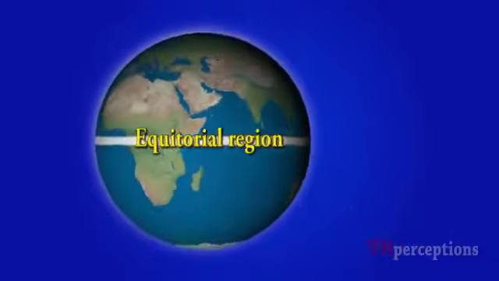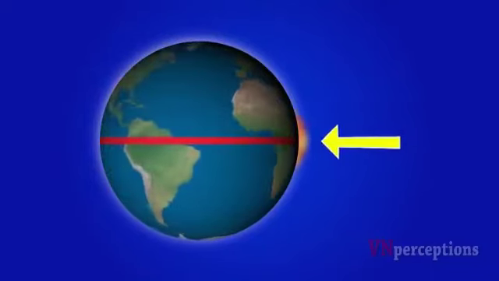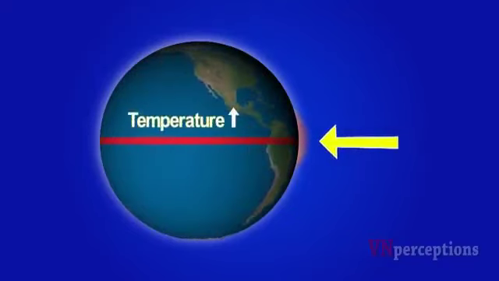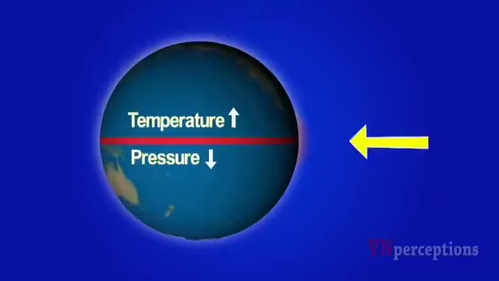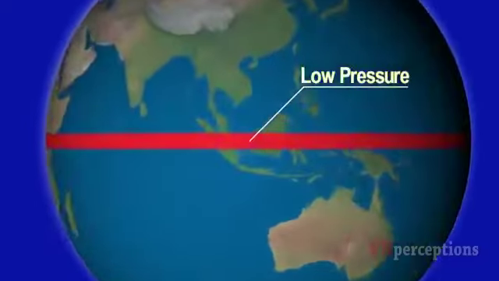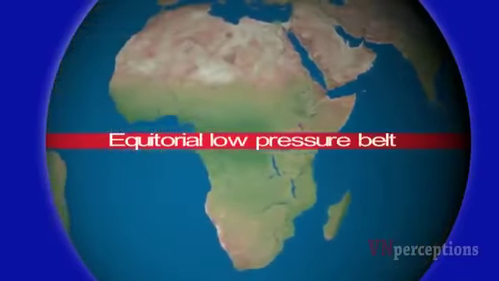The equatorial region receives nearly vertical rays of the sun, and this heats up the air near the equator. When temperature increases, pressure decreases. So, along the equator we have low pressure, and we call this region the equatorial low pressure belt.